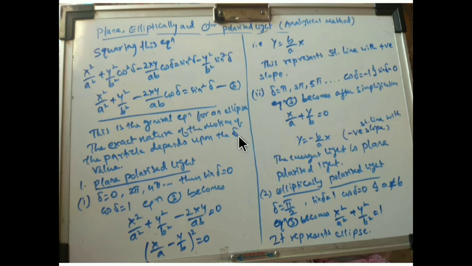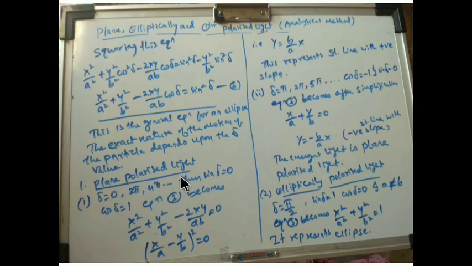Now, depending upon the different values of delta, we have plane polarized light, elliptically polarized light, and circularly polarized light. Whether you get plane polarized, elliptically polarized or circularly polarized light, these all depend upon this angle delta, the phase difference. So let us now study case 1.